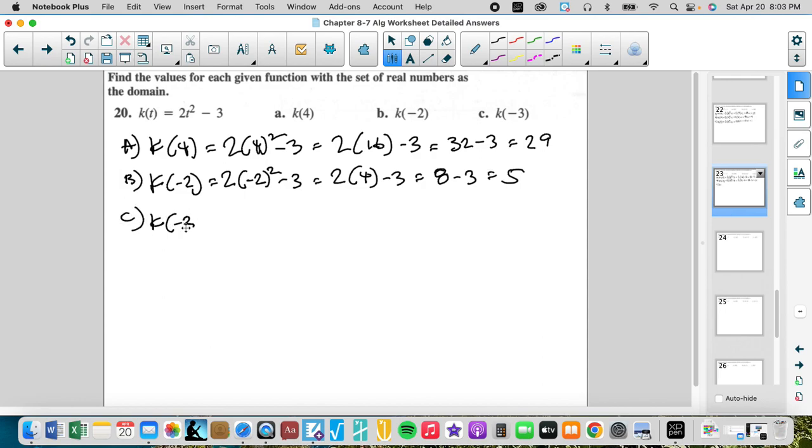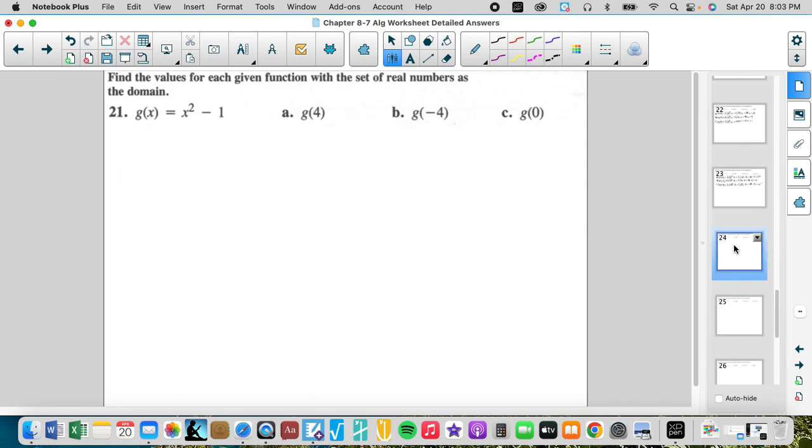K of negative 3 is 2 times negative 3 squared minus 3, which is 2 times 9. Negative 3 times negative 3 is positive 9. Then we do multiplication first, and then we get 15. That was a long 5 right there. All right. A, G of 4 equals 4 squared minus 1, which is 16 minus 1, which is 15.